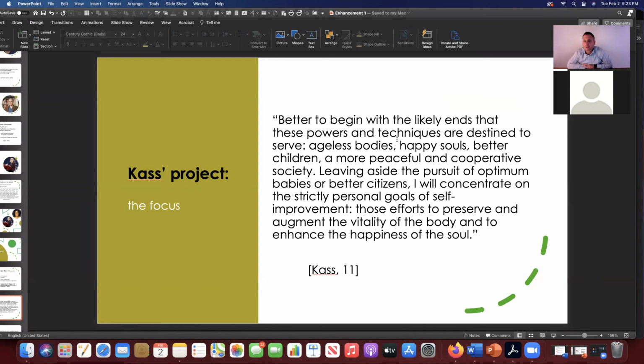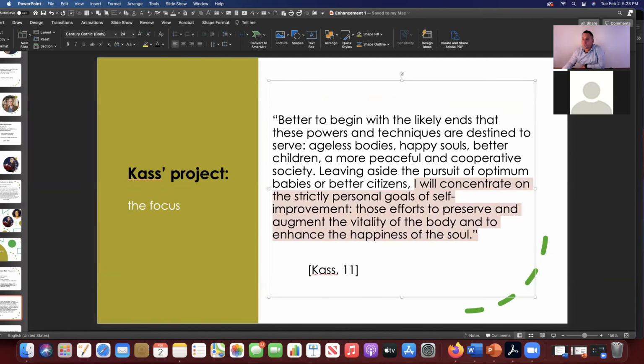Better to begin with the likely ends that these powers and techniques are destined to serve, the powers and techniques of the enhancement technology that we get from the biomedical field, the biomedical research. Ageless bodies, happy souls, better children, a more peaceful and cooperative society. Leaving aside the pursuit of optimum babies or better citizens, I will concentrate on the strictly personal goals of self-improvement, those efforts to preserve and augment the vitality of the body and to enhance the happiness of the soul. So this is going to be the focus.